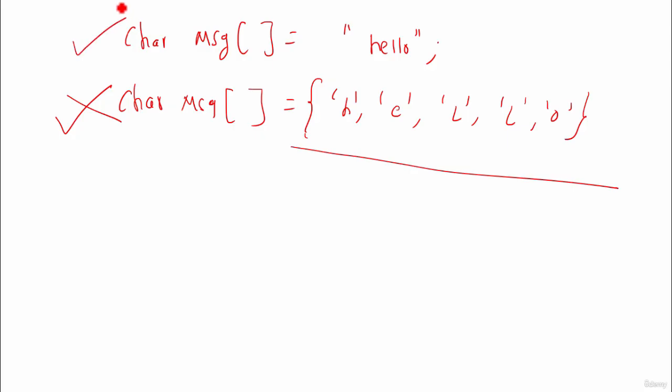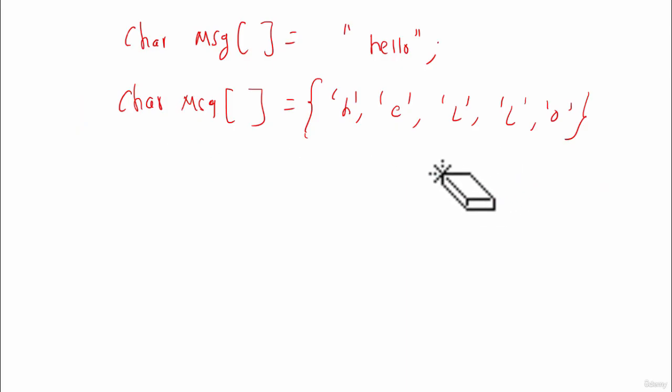So this is a perfect example for string definition. Why? Because here a string is properly terminated with a null character. So if you are doing string manipulation, then you should not use this method actually. Or if you want to use this method, then you have to manually write the null character at the end. For example, here you should write the null character manually and then you finish the initialization.